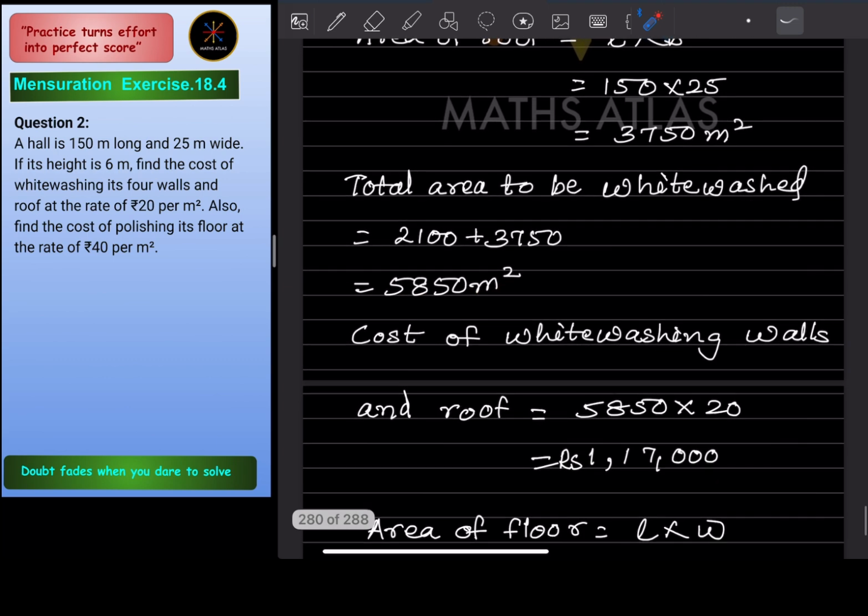So the cost of whitewashing walls and roof is going to be 5850 into the rate, which is given as 20 per meter square. So you have to multiply this by the rate, 20, which will be 117000 rupees.